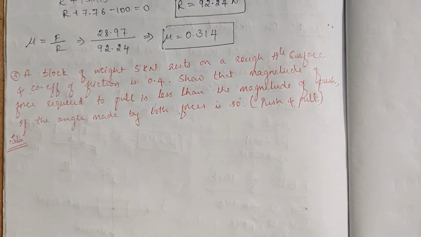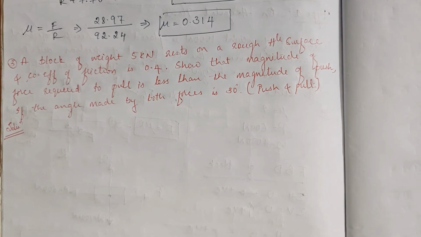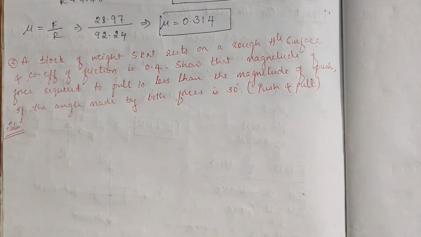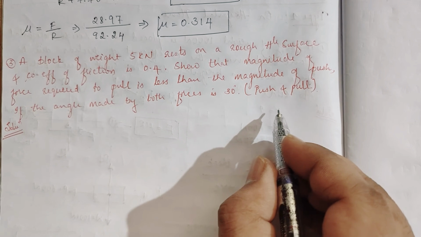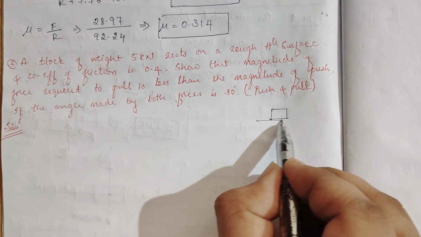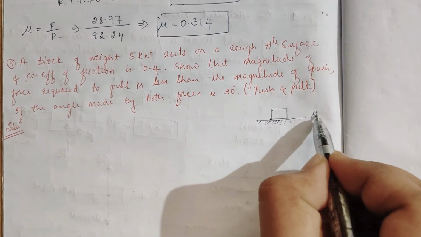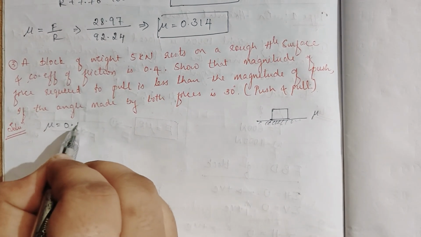Third problem. A block of weight 5 kN rests on a rough horizontal surface and the coefficient of friction is 0.4. Show that the magnitude of force required to pull is less than the magnitude of push if the angle made by both the forces, that is push and pull, is 30 degree. What are they saying in this problem? A block of weight 5 kN rests on a horizontal surface, and the coefficient of friction, they are giving the mu value, that is 0.4.